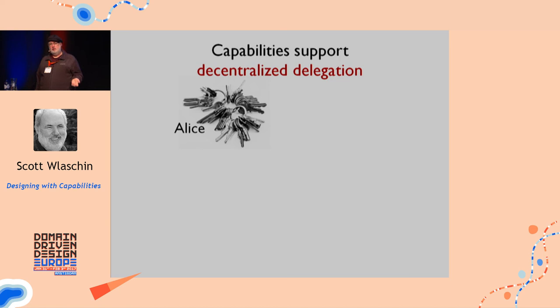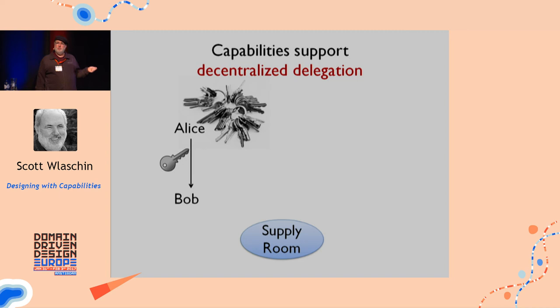So I say to Bob, Bob, can you go to the supply room and get me some paper, please? Like I say, Bob's only been working there a couple of months, so he doesn't actually have access to the supply room yet. So Alice says, no problem, I'll give you my key, I'm going to give you the supply room key. So Bob goes, and he can open the supply room door. That's not a problem.